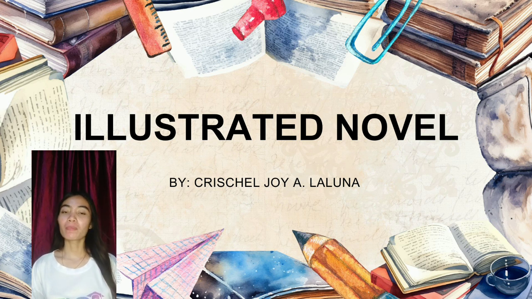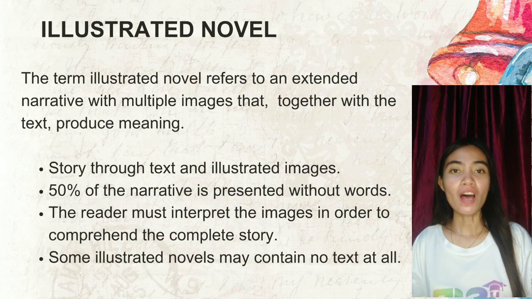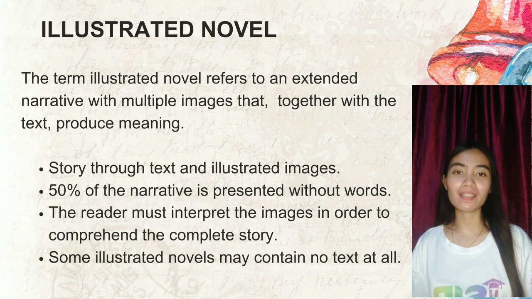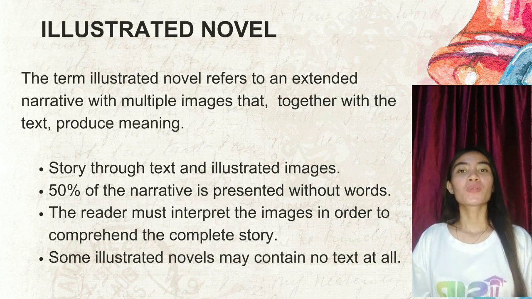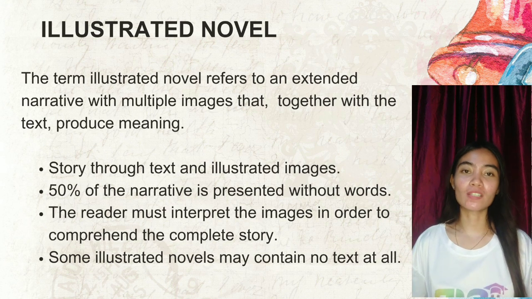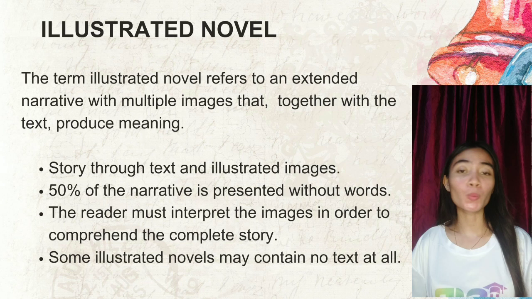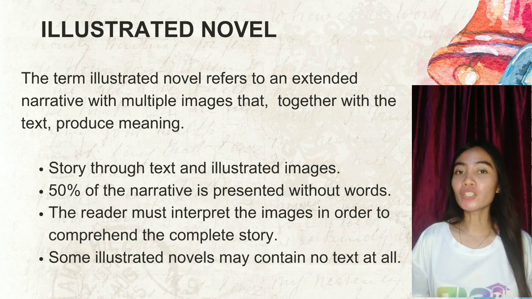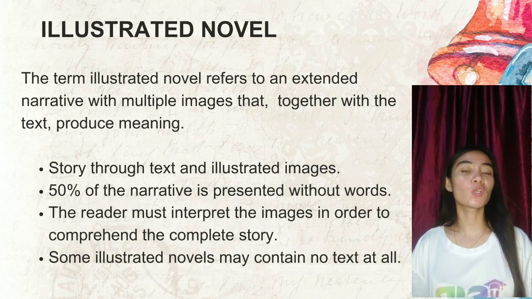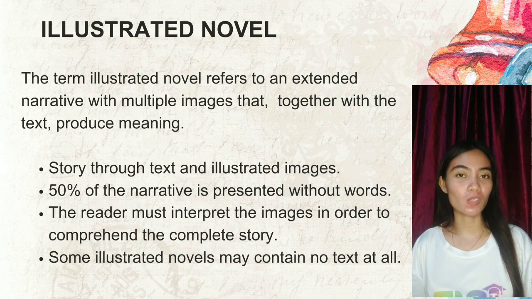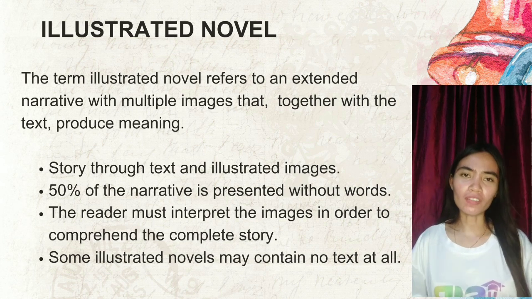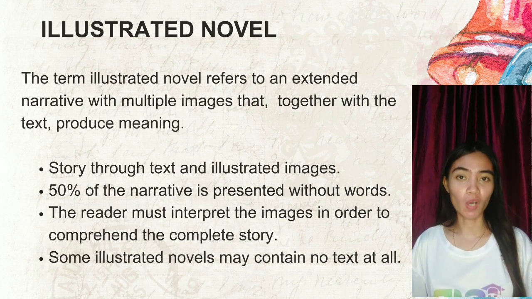Today I am going to discuss one of the examples of emergent literature, which is the illustrated novel. The term illustrated novel refers to an extended narrative with multiple images that, together with the text, produce meaning. So, story through text and illustrated images. 50% of the narrative is presented without words. The reader must interpret the images in order to comprehend the complete story. Some illustrated novels may contain no text at all.